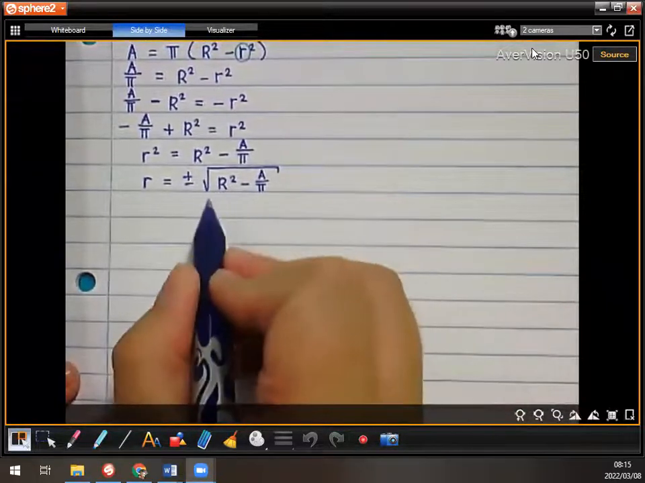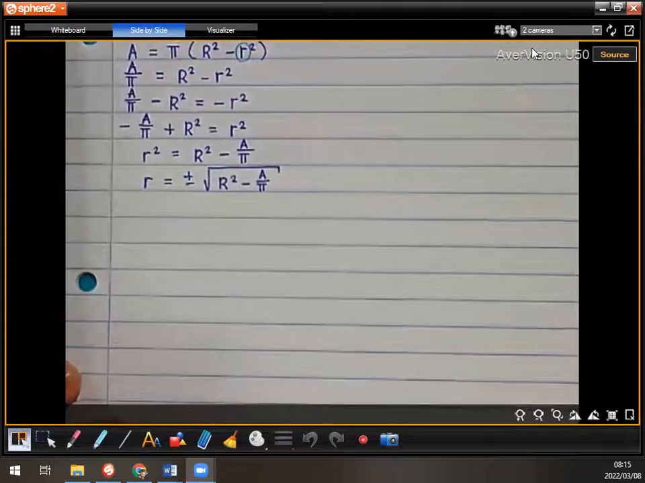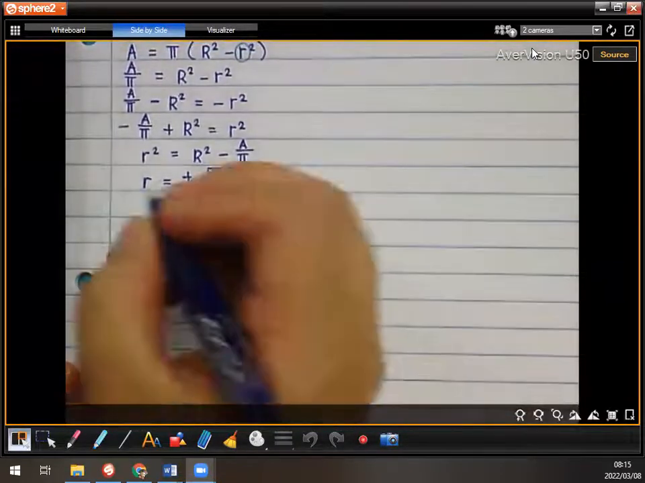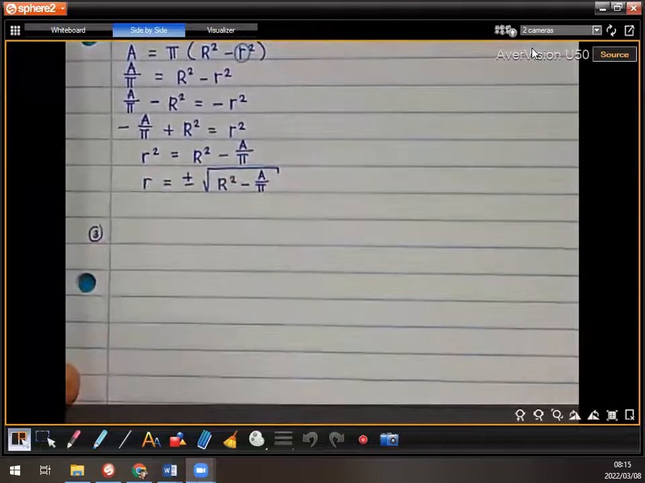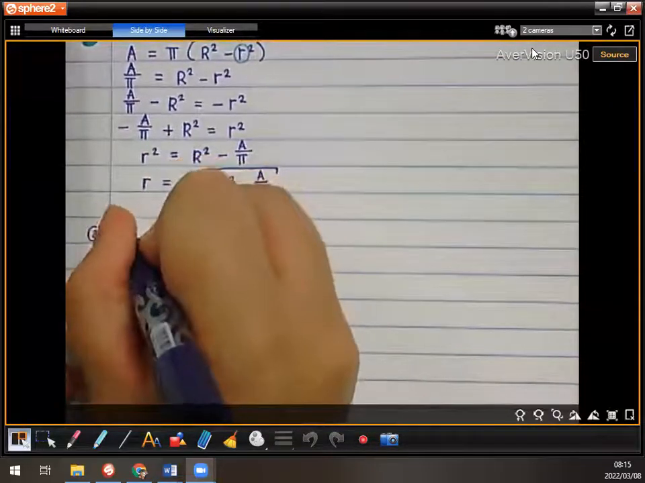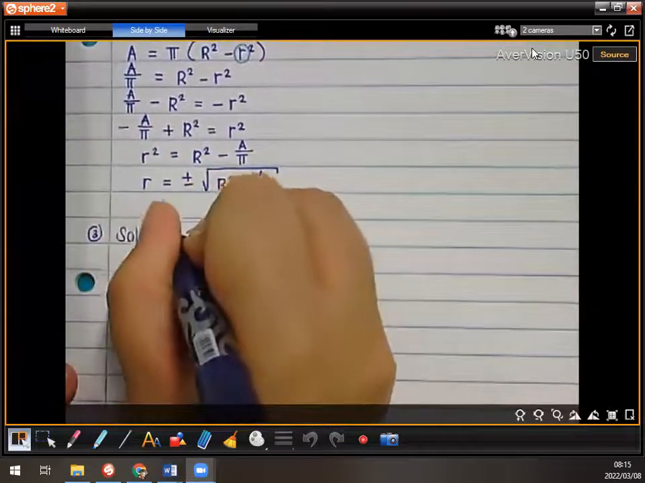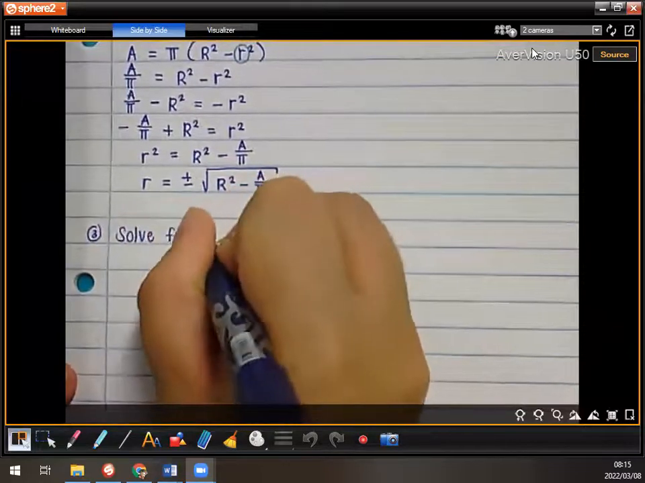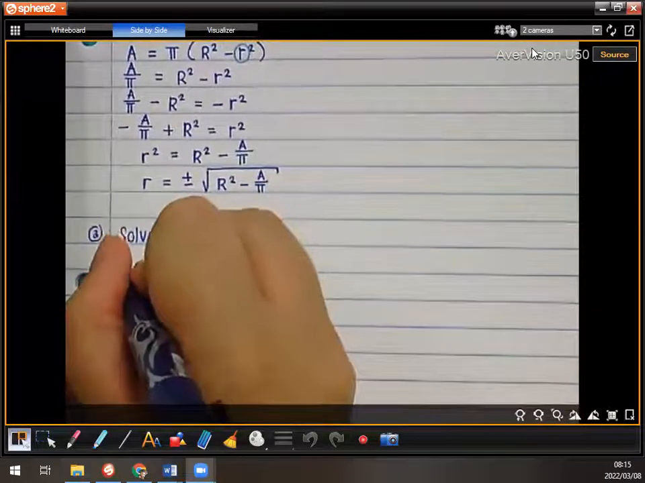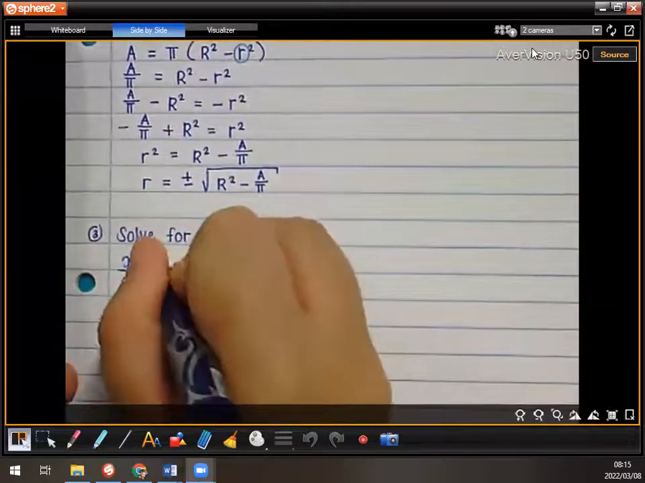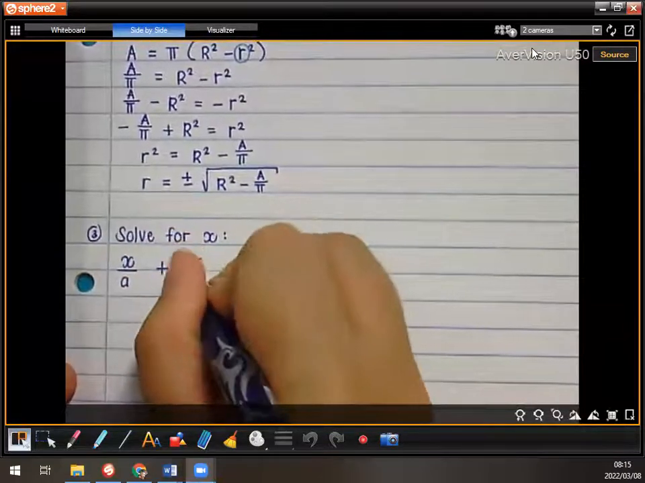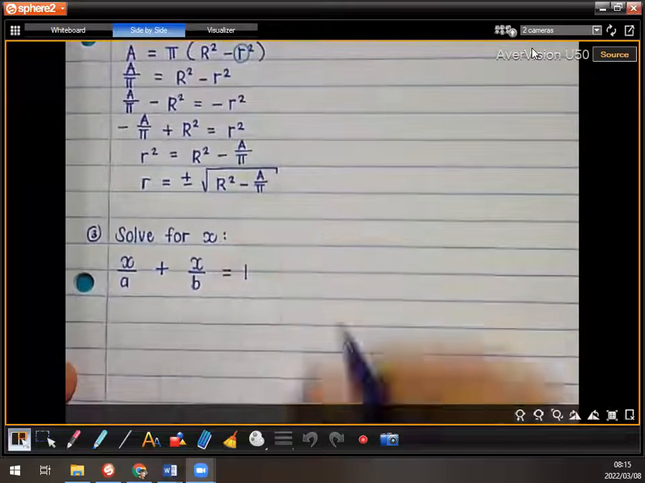You can't split up a square root of a small group and only do it on one. All right, so for x over a plus x over b is equal to 1.